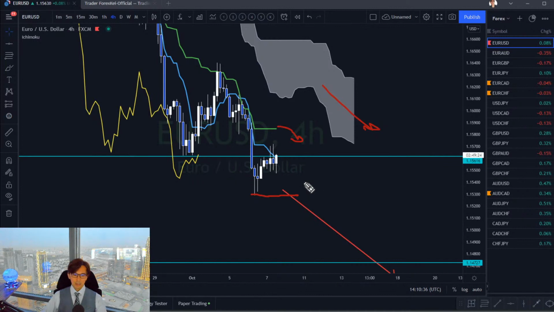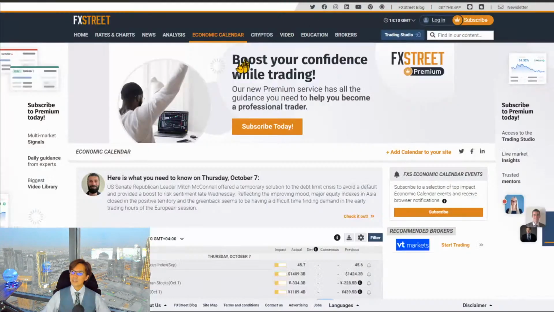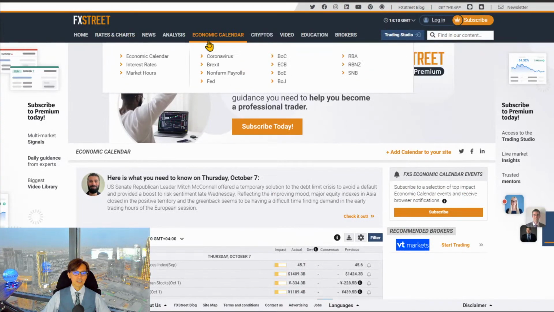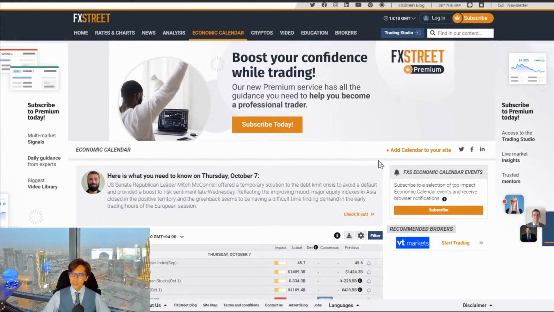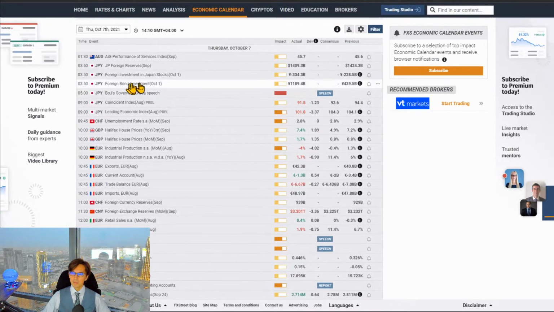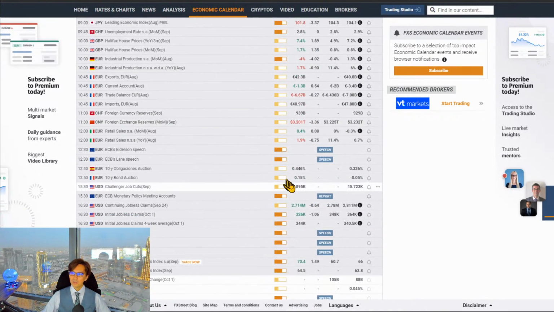And since today there's no big news, so always you have to check the news before you take trades. So here's a news website. I use fxstreet.com and the calendar. I open it. And here's today's calendar. We had the JPY news before today, but now we have no news. These orange ones, I don't really care.